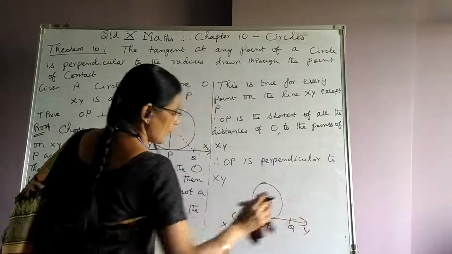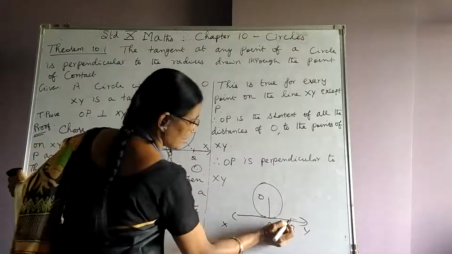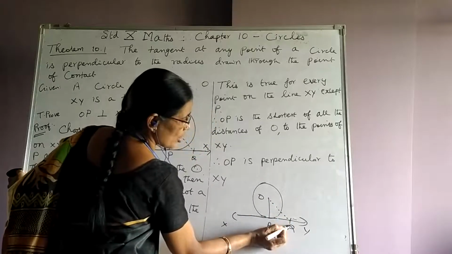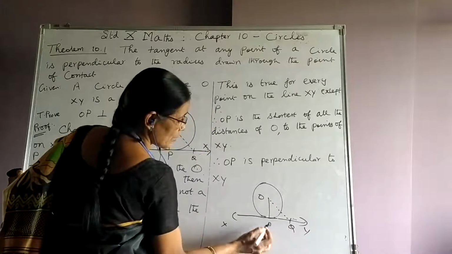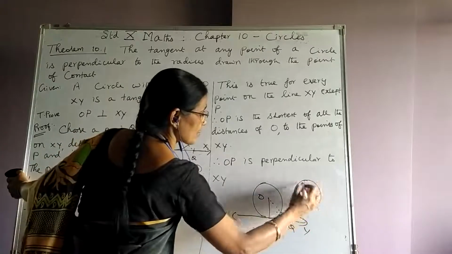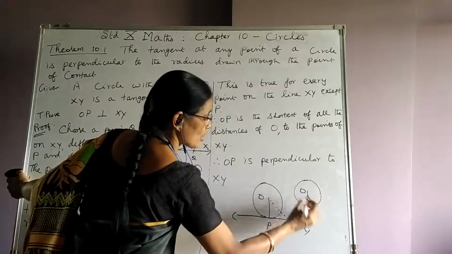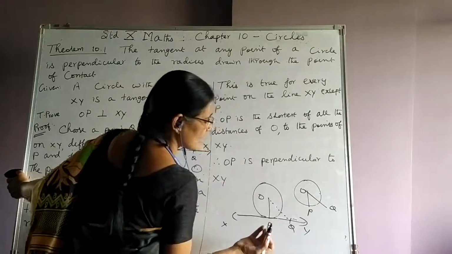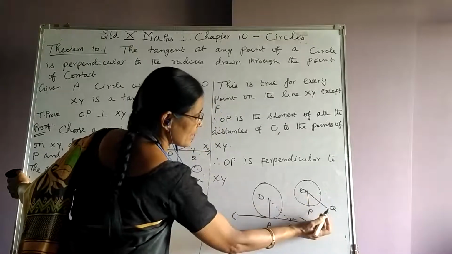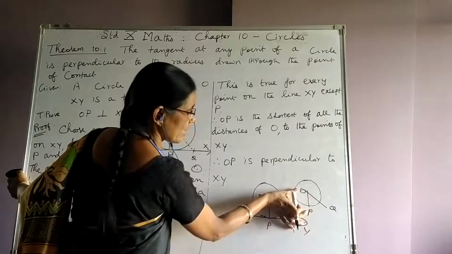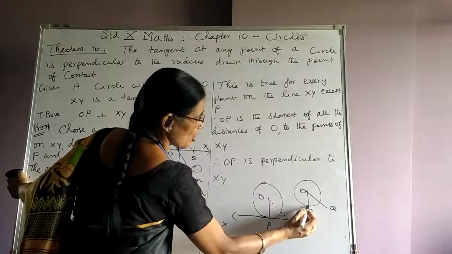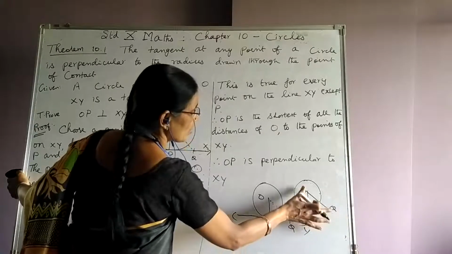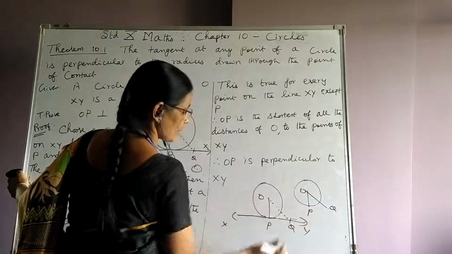Okay. If it is in the exterior, I join here. Q is a point in the exterior of the circle. P is a point on the circle. So if you measure the distance of a point on the circle and a point in the exterior of the circle, naturally which distance will be greater? OQ is greater than OP, because P is a point on the circle, Q is a point in the exterior of the circle. So naturally OQ will be greater than OP.